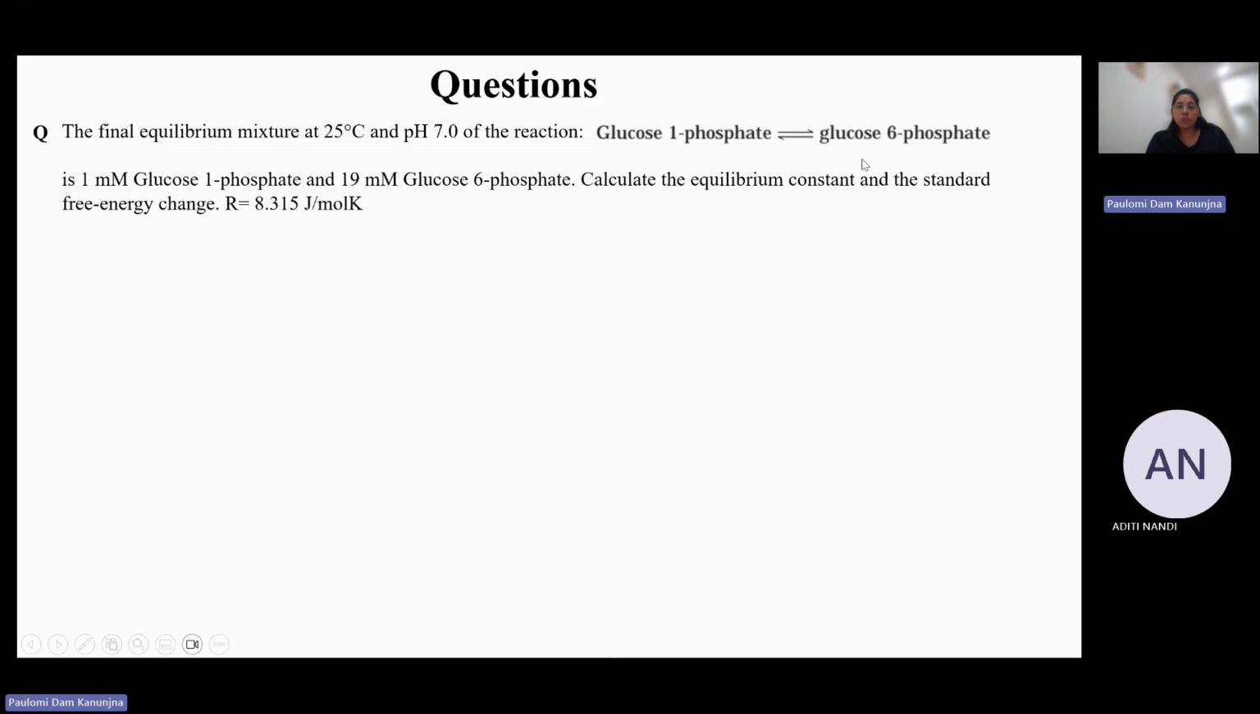You are supposed to calculate the equilibrium constant, which is K equilibrium, and then the standard free energy change, which is delta G. You have the R value given here. Can you calculate both these values and let me know if you can get to it?